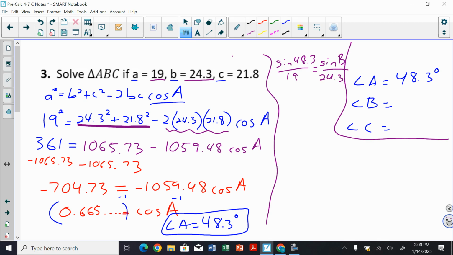And then when I cross multiply, I'm going to get 19 sine of B equals 24.3 times the sine of 48.3. And when I divide that by 19, you'll see using law of sines, angle B is going to be like 72.7 degrees.